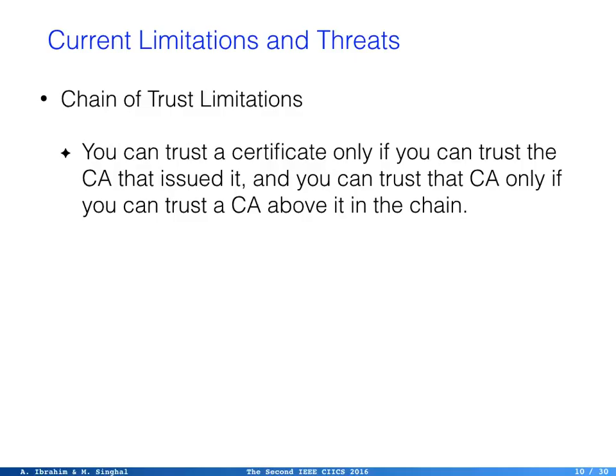Usually, communicating parties develop trust over time, according to their communication progress. You can trust a certificate only if you can trust the CA that issued it, and you can trust the CA only if you can trust a CA above it in the chain.